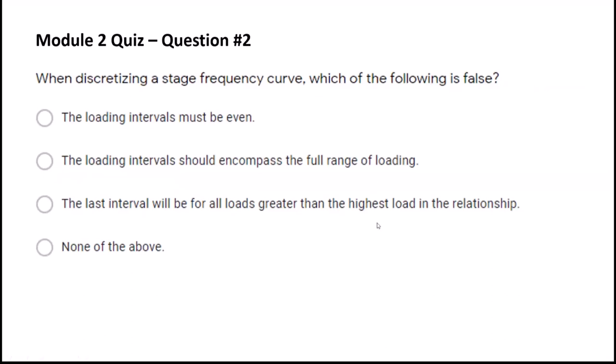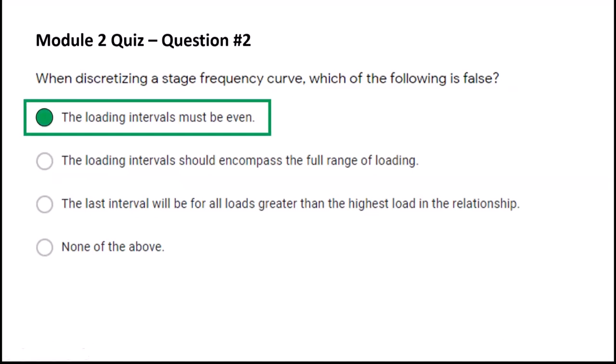Question number 2, when discretizing a stage frequency curve, which of the following is false? The options are: loading intervals must be even, they have to encompass the full range of loading, the last interval will be for all loads greater than the highest load in the relationship, or none of the above. The correct answer is that loading intervals must be even. That is false. The default in a lot of our tools is for those intervals to be even. That's what's going to happen initially in RMC QRA calcs. That's what happens by default in RMC total risk, but they don't have to be.